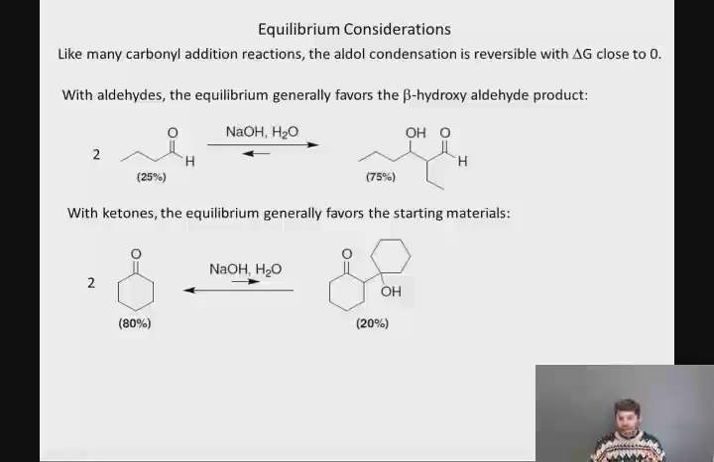Okay, so we have seen that this is an equilibrium reaction, and what that means is that at equilibrium, the forward reaction and the reverse reaction are taking place at the same rate. We have already looked at the mechanism of the forward reaction. Now in our next lesson, we will look at the mechanism of the reverse reaction, which we also call the retroaldol.